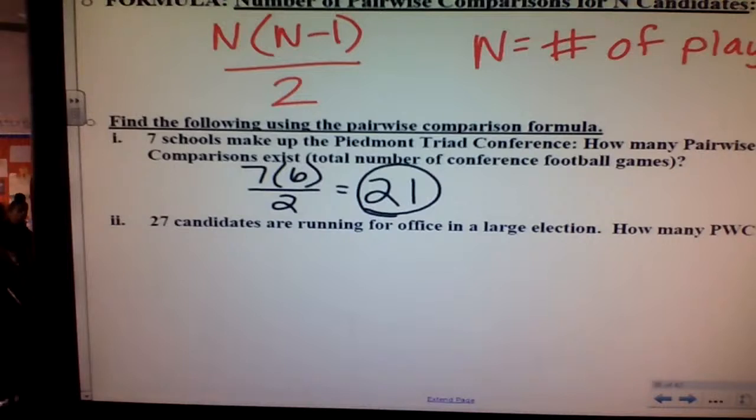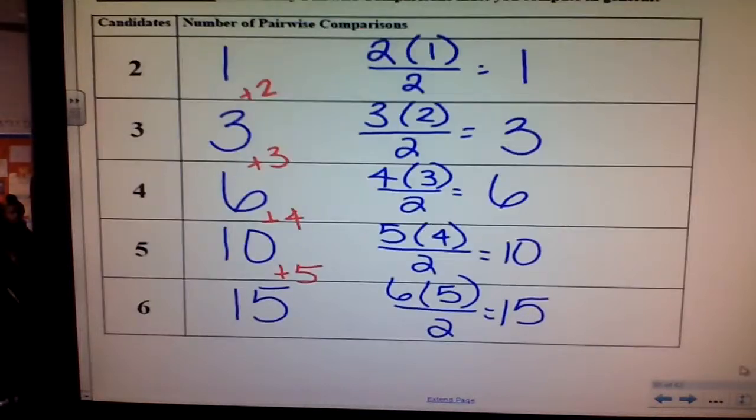Any clue as to why we cut it in half? Why don't we just leave it as 42? I don't know. You tell us. You're the math teacher. I am the math teacher, but I want you to think. Thinking hurts sometimes. Okay. Why don't I leave this as 42? Close, but almost no.